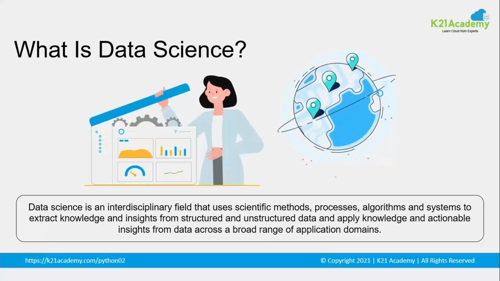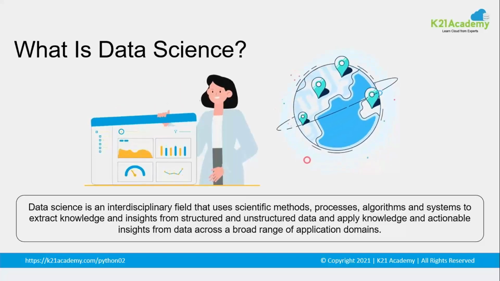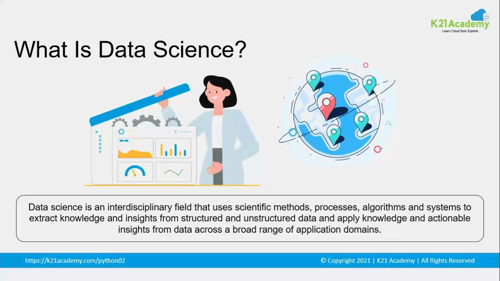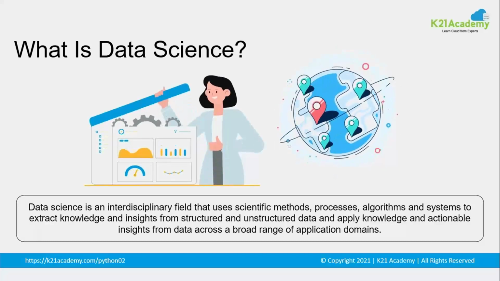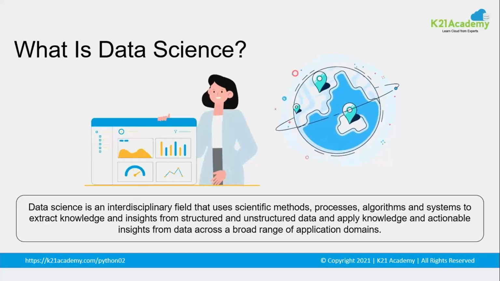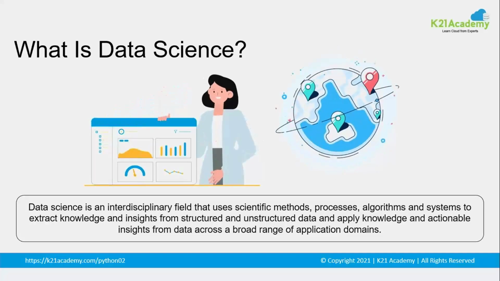So based on these dependent and independent parameters, we create something called mathematical models. Usually these mathematical models are statistical models. And based on the statistical model, any new data that you provide, it gives you a prediction, something which is similar to that of a human being. So this is why data science is important.